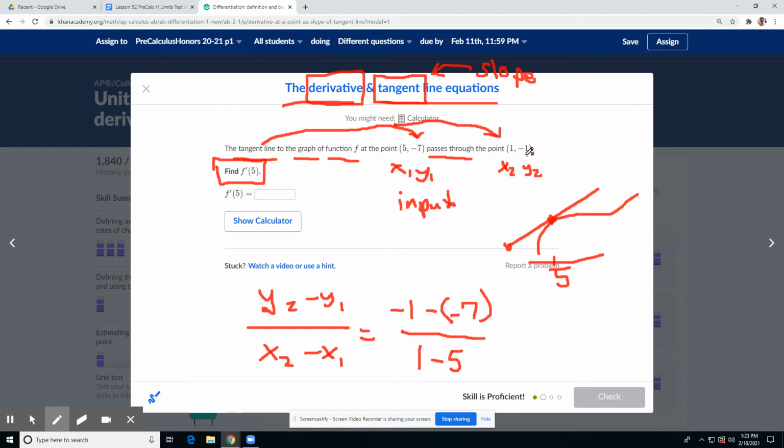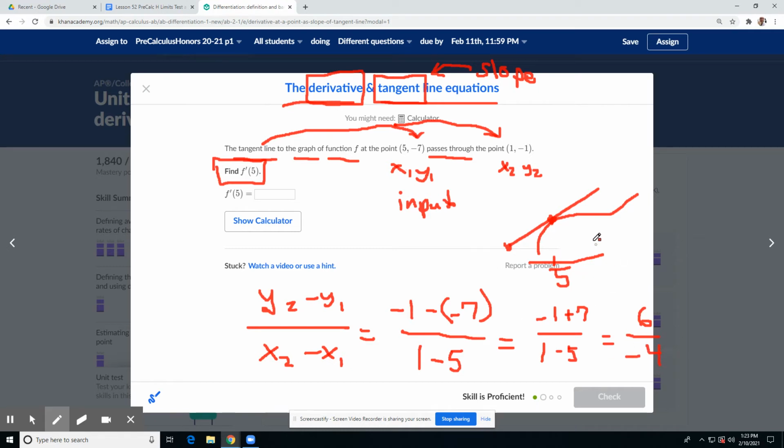Notice how easy it is when you label everything. You're just plugging it in. It's real easy to make mistakes on these. A lot of you, I know, like to do it in your head. Be very careful about that. Much better if you write everything down, less likely to make any mistakes. Negative 1 plus 7 over 1 minus 5, and I get 6 over negative 4.